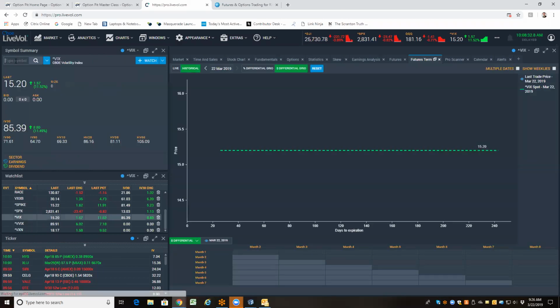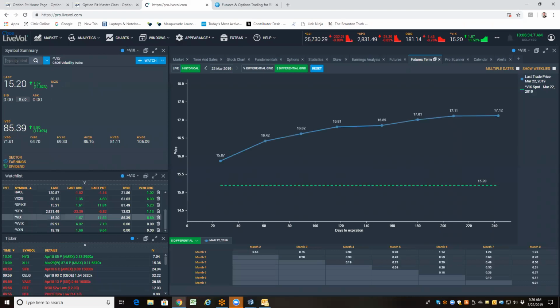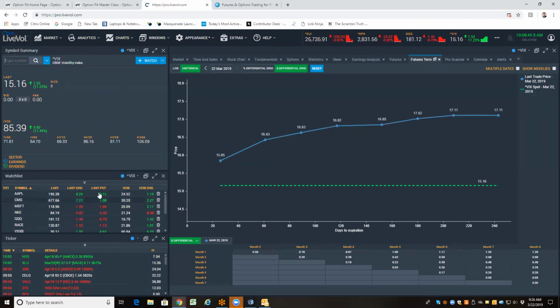VIX, I'm going to be looking at VIX fades, VXXB fades. They're both, I think, way overdone today. The VIX futures are making a nasty move, and it doesn't make a lot of sense. I think it's a little overdone.